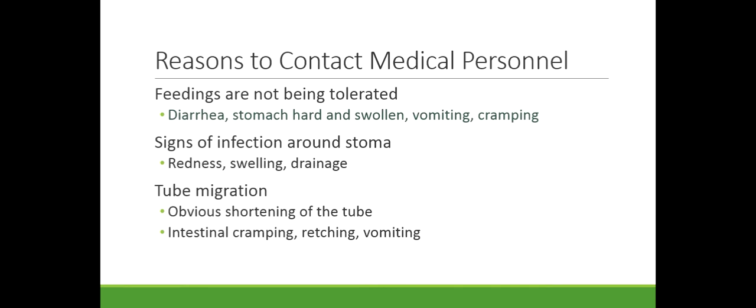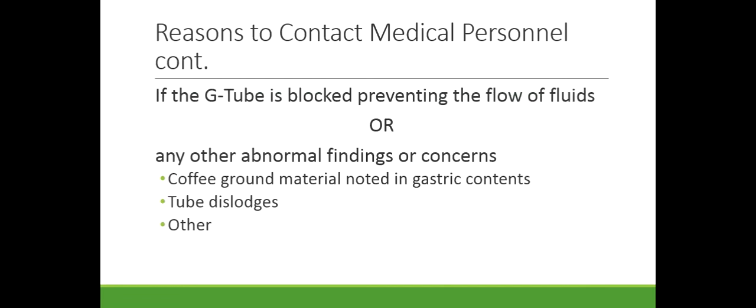If you see any signs of tube migration, which include an obvious shortening of the tube, intestinal cramping, retching, or vomiting. If the G-tube is blocked and preventing the flow of fluids, or if you note any other abnormal findings or concerns, such as coffee ground material noted in gastric content or the tube completely dislodges.